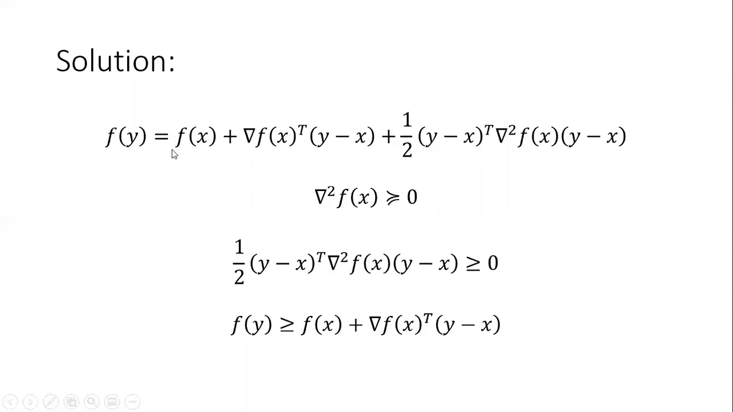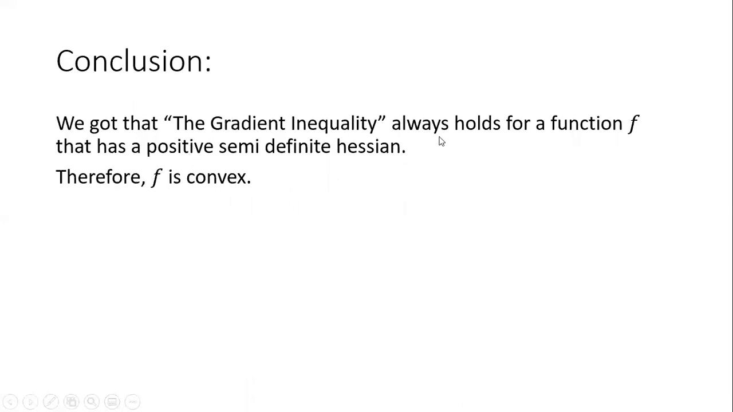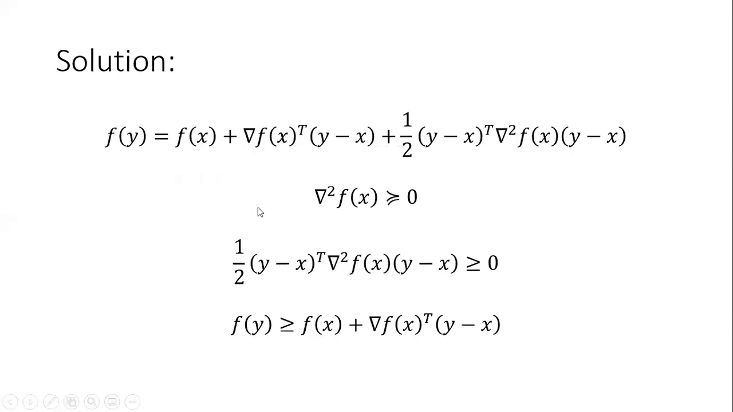So we got that this f(y) equals this expression, but this expression is non-negative. So we know that f(y) is greater or equal to the other arguments of this expression. So we got that f(y) is greater or equal to f(x) plus the gradient of f(x) transpose multiplied by the vector (y minus x). And so we got the gradient inequality always holds for a function f that has a positive semi-definite Hessian. Therefore, f is convex. This is the gradient inequality that we proved earlier.